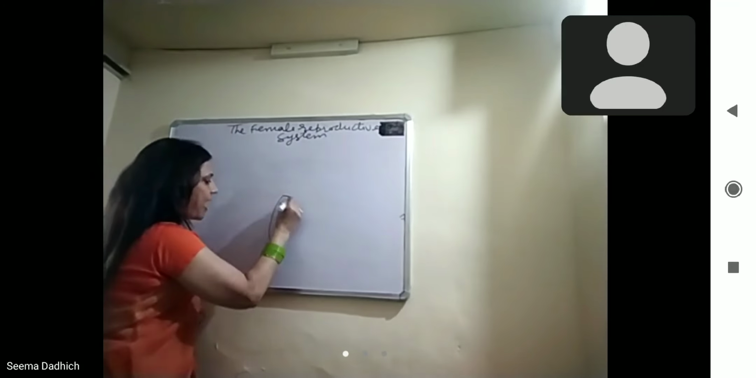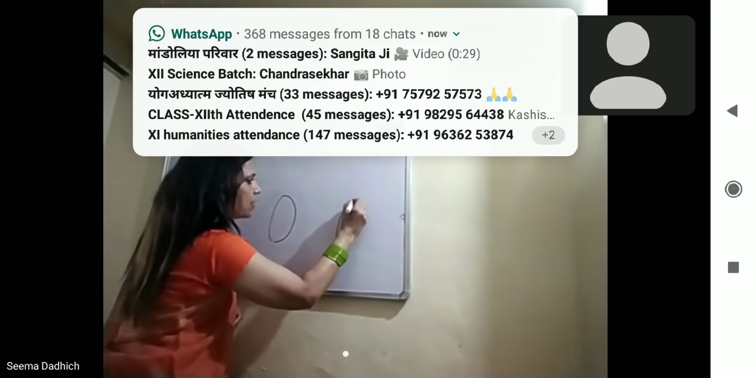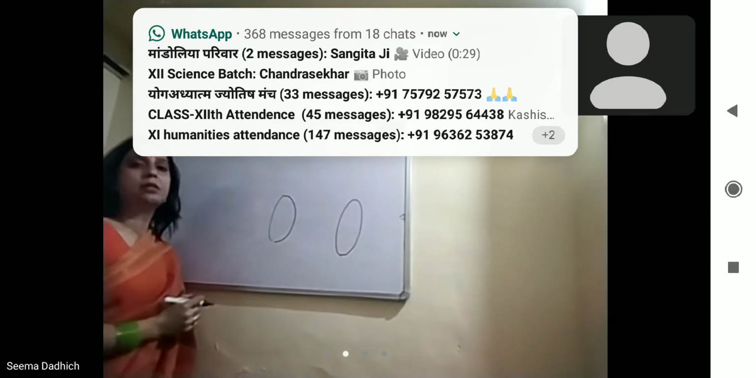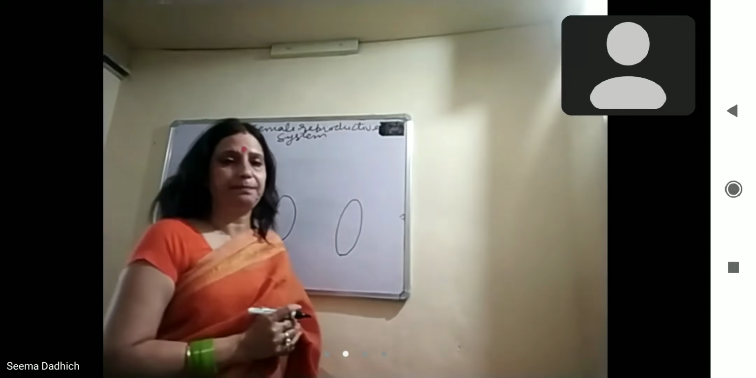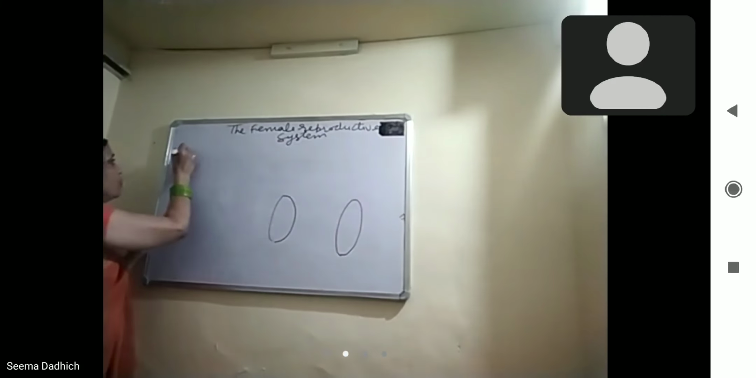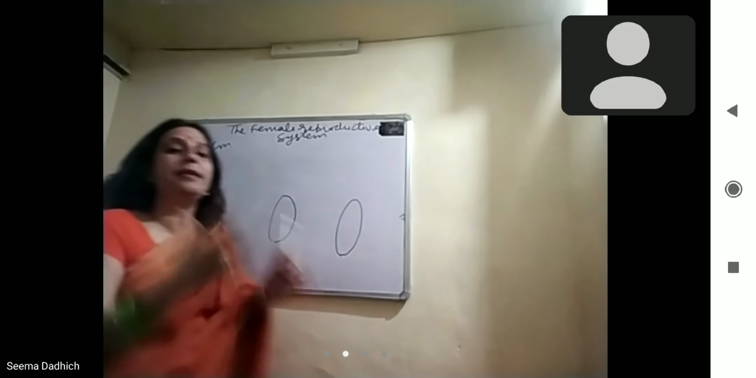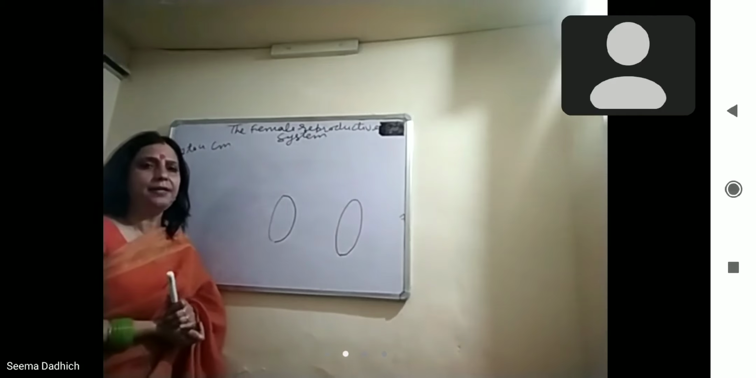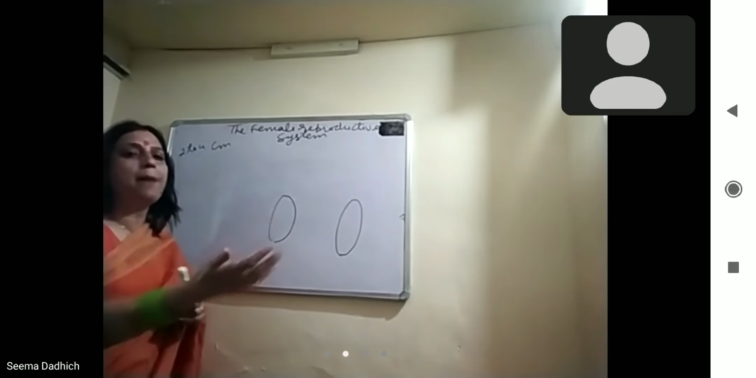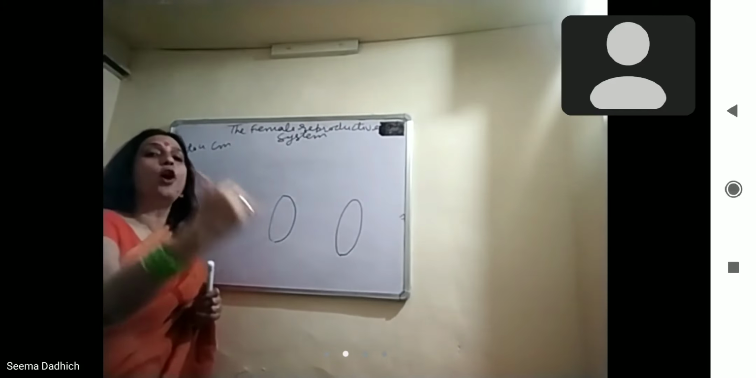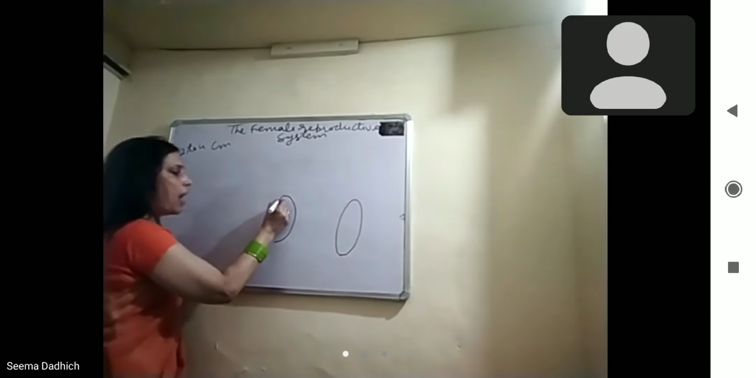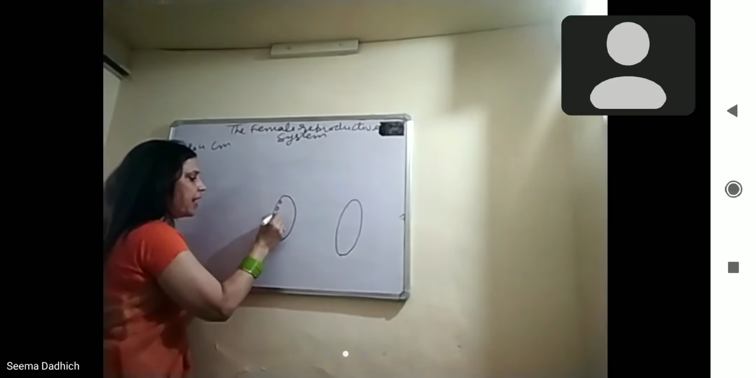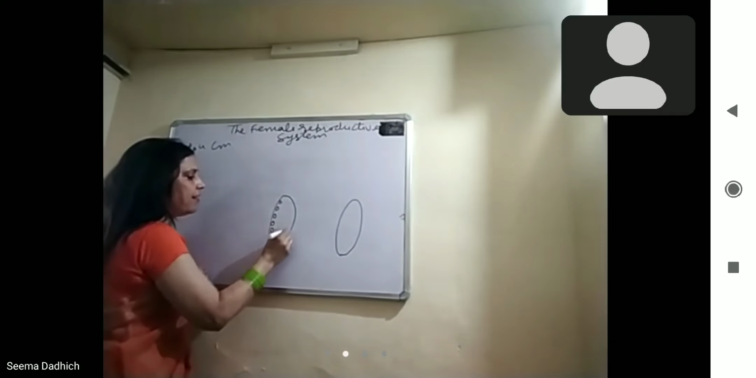It is almond shaped, located one on each side of the abdominal cavity. Ovaries are 2 to 4 centimeters in length, almond shaped and flattened. On the outer side of the ovary, developing follicles are present. So here is the developing ovarian follicle.